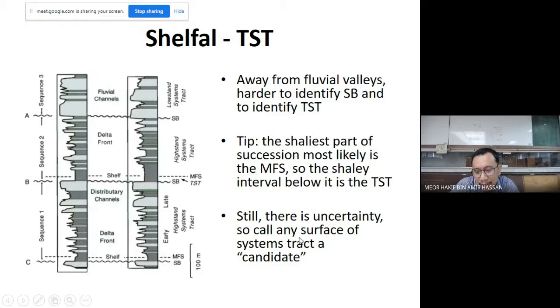candidate. Ni calon je lah. So this is a candidate sequence boundary. I'm not that sure in this case. It'd be nice if I have another well here showing an incised valley, but it's consistent with sequence stratigraphic principles. There could be a sequence boundary here. So it is a candidate. Not 100% certain, but maybe. Right.